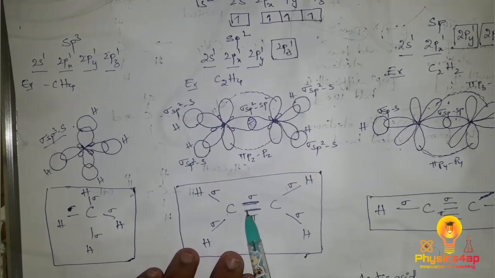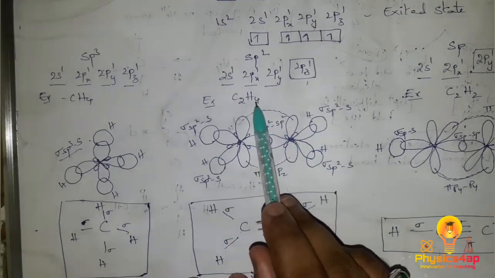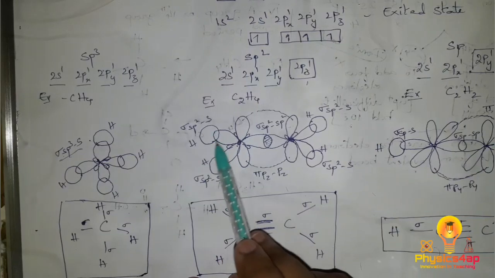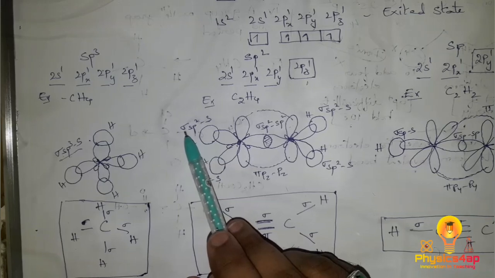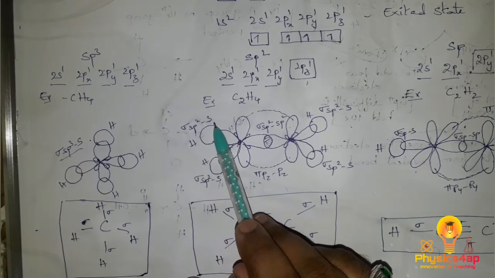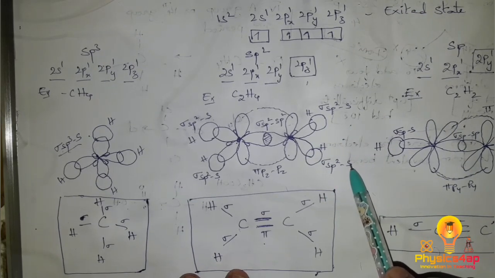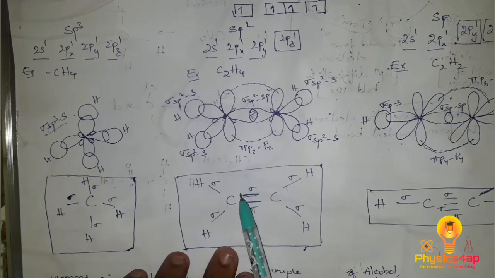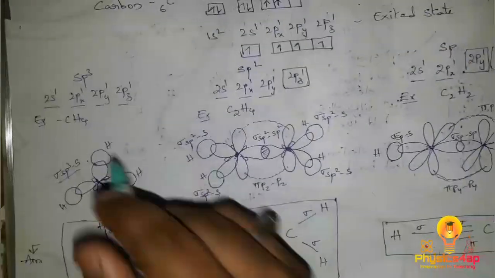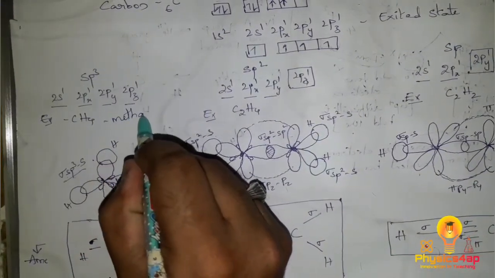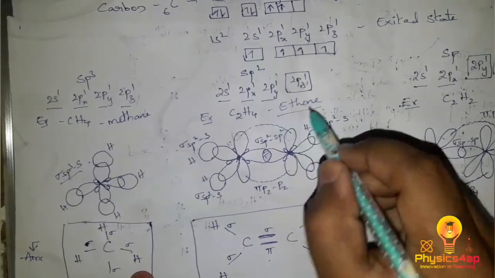The remaining bonds here are in C2H4. Here one hydrogen atom and here one hydrogen atom, 3 and 4. Here we get the hybrid bond of sigma sp2, as well as here also we get sigma sp2. So this C2H4, we call it ethene.